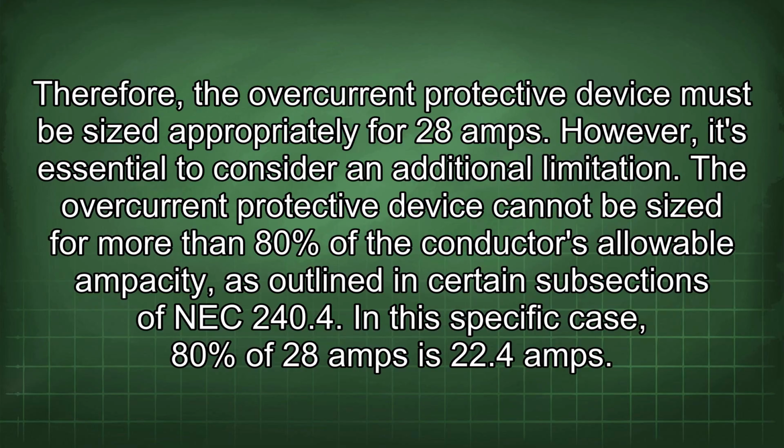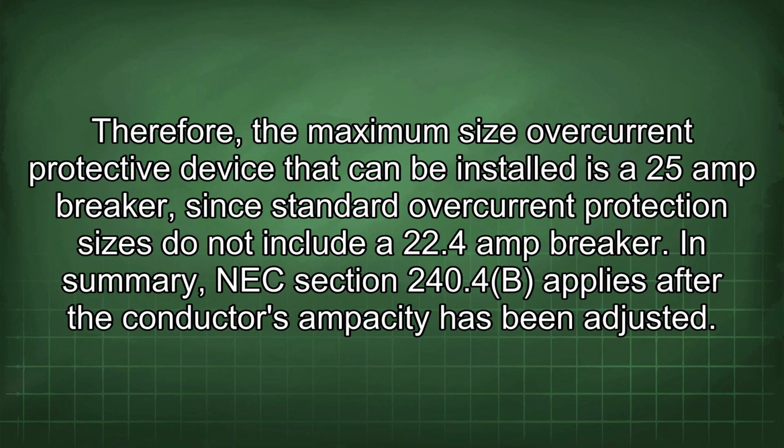However, it's essential to consider an additional limitation. The overcurrent protective device cannot be sized for more than 80% of the conductor's allowable ampacity as outlined in certain subsections of NEC 240.4. In this specific case, 80% of 28 amps is 22.4 amps. Therefore, the maximum size overcurrent protective device that can be installed is a 25 amp breaker, since standard overcurrent protection sizes do not include a 22.4 amp breaker.